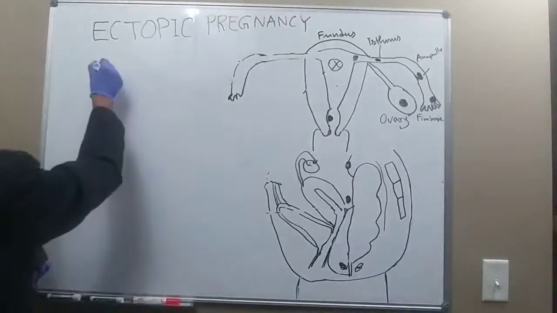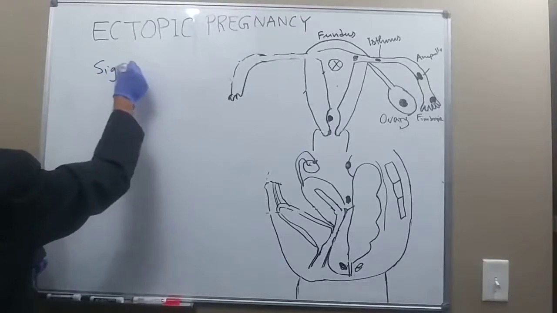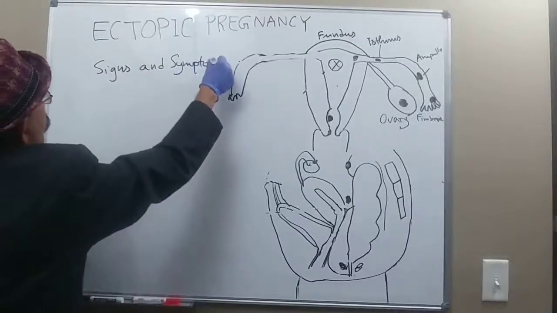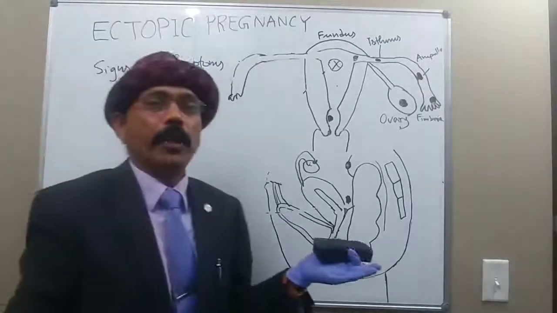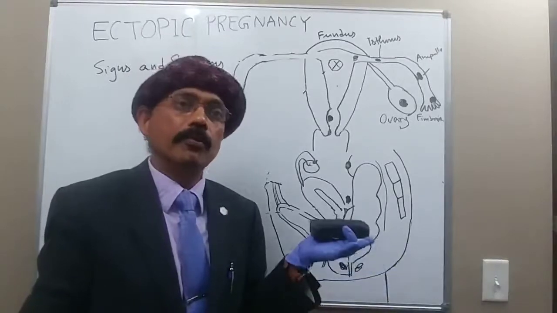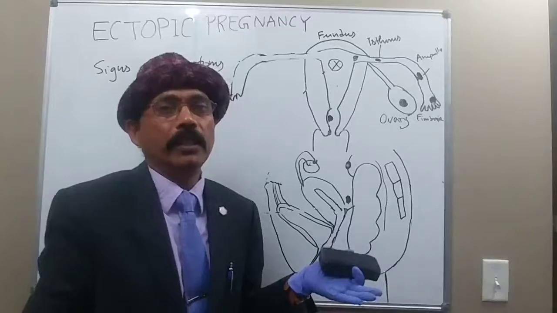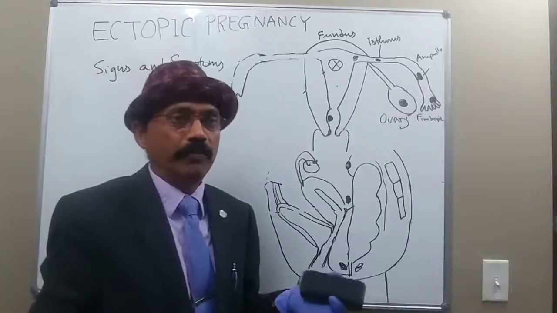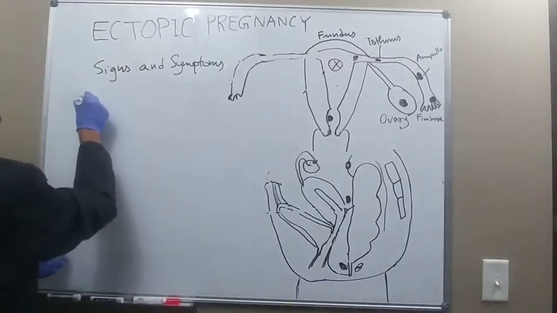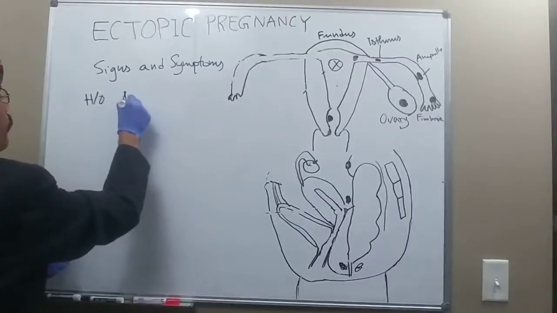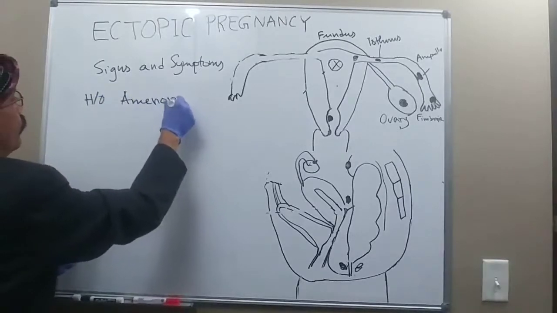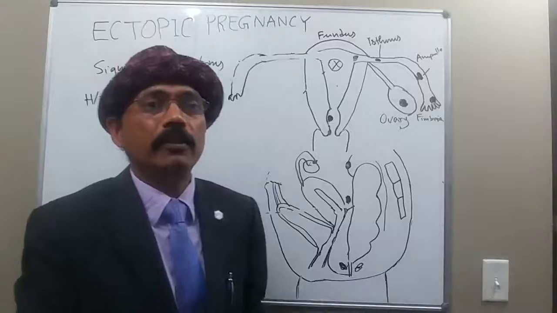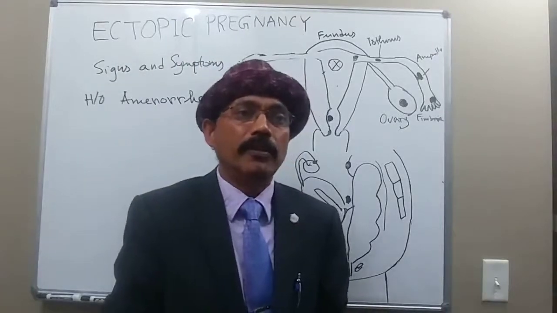Now we'll go to the signs and symptoms. Because this is one type of pregnancy, she will develop the signs and symptoms of pregnancy like nausea, vomiting, maybe in mild form, but certainly she is pregnant, so she will manifest those. We'll get a history of amenorrhea. There will be cessation of menstruation because she is pregnant.